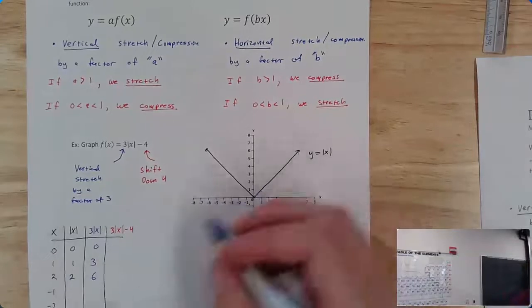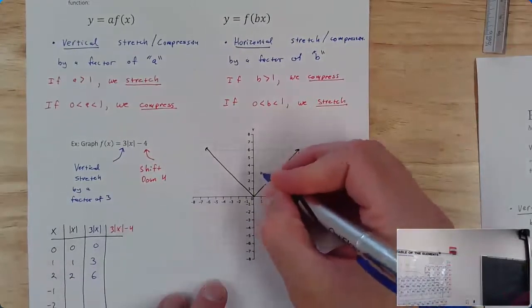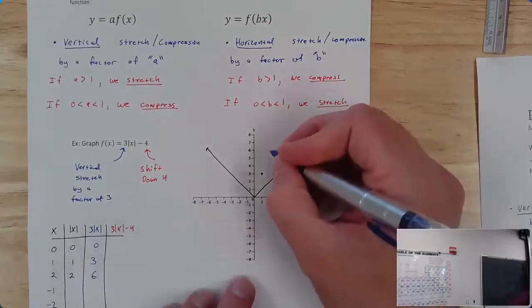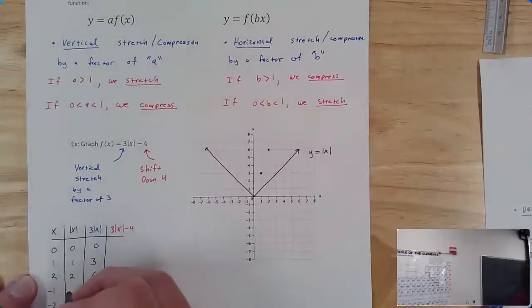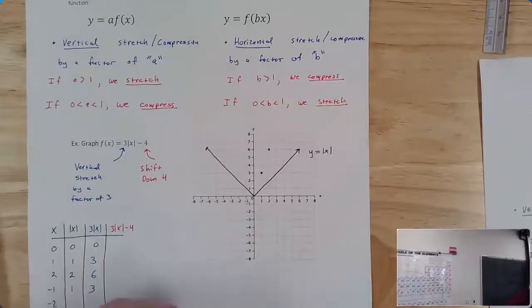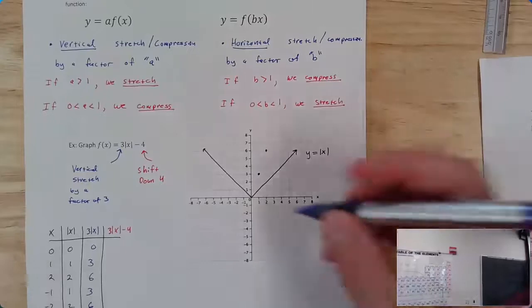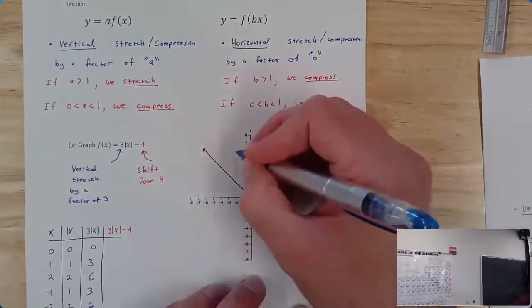So instead of 1 comma 1, I'm going to get 1 comma 3. Instead of 2 comma 2, I'm going to get 2 comma 6. And likewise on the left side, if I plug in negative 1, the absolute value of negative 1 is 1, and 3 times 1 is 3, and the absolute value of negative 2 is 2, and 3 times 2 is 6. I'm going to get these points here, negative 1, 3, negative 2, 6.